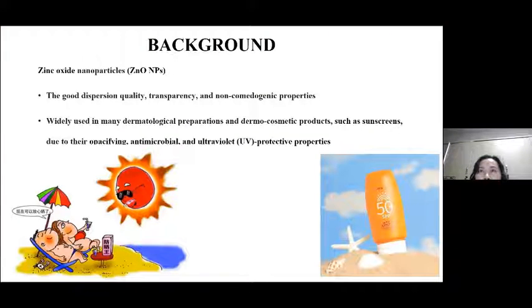As we all know, zinc oxide nanoparticles are very popular and used in many kinds of cosmetic products because they have good dispersion quality, transparency, etc. So it is widely used in many cosmetic products such as sunscreen. It is used to protect against UV radiation.